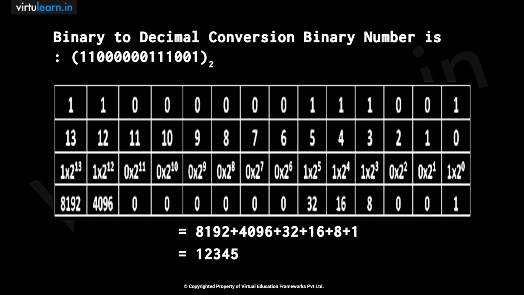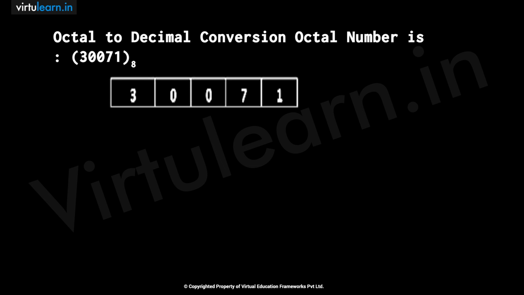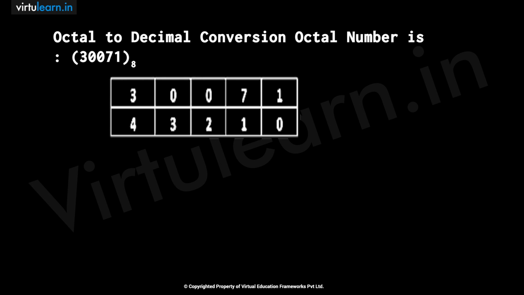So 1 into 8 to the power of 0 is 1. Next, 7 into 8 to the power of 1 is 7 eights, that is 56. 0 into something is 0, 0 into something is 0. 3 into 8 to the power of 4 is 12,288. Now if you add 12,288 plus 0 plus 0 plus 56 plus 1, the result will be 12,345. So the decimal equivalent of the octal number is 12345. This is how you can perform octal to decimal conversion.